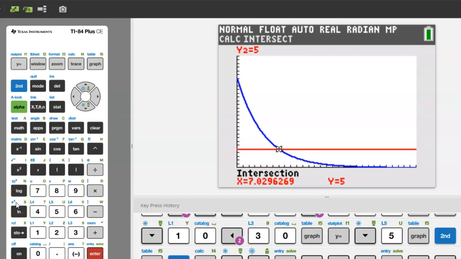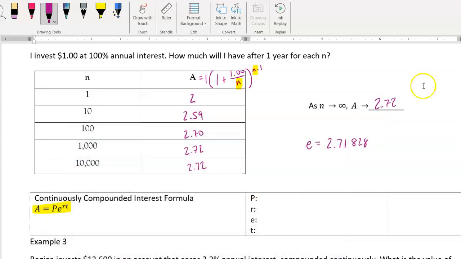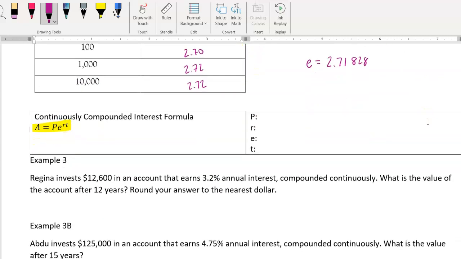If you have a scientific calculator, I can't show you on my screen right now, but if you have a scientific calculator, it's the same button. You look above the LN button. Above it is e to the x on most scientific calculators. So that's a button that we're going to be using for this next section. Everything else is the same.